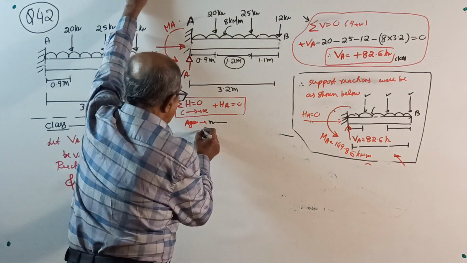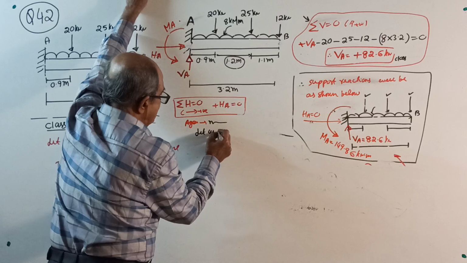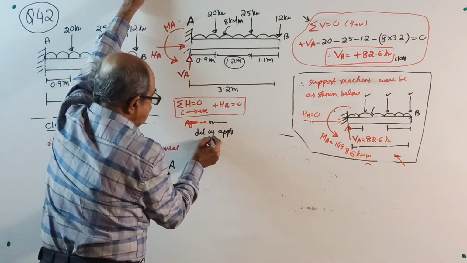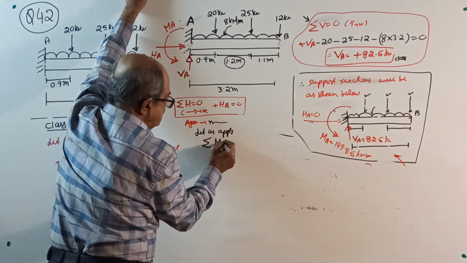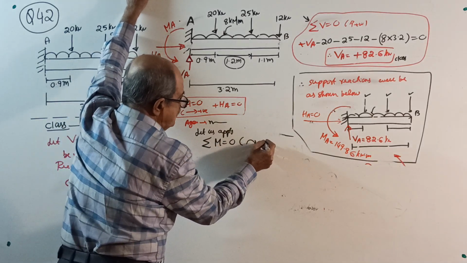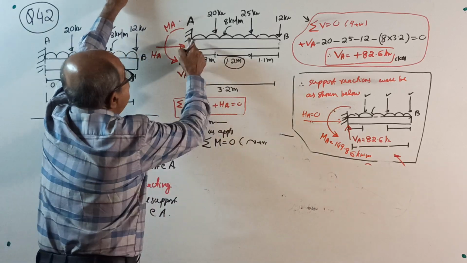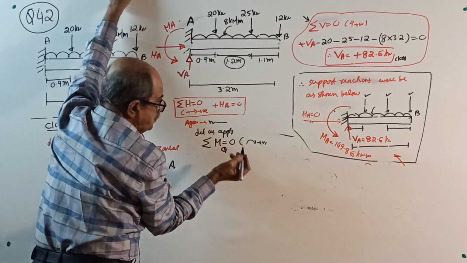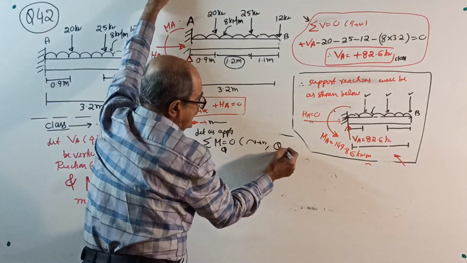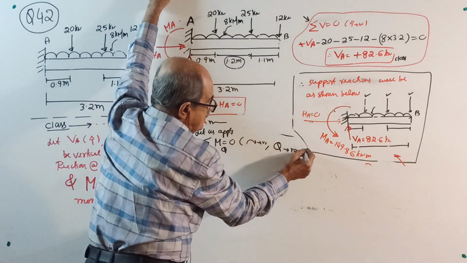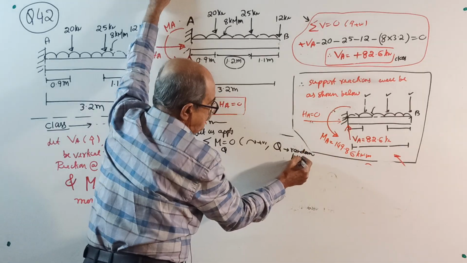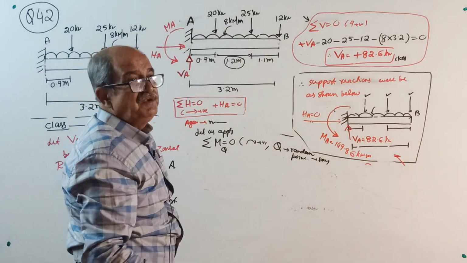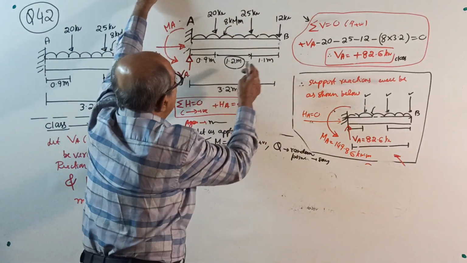Do one thing, let us apply. First, when you start solving, sigma M0, clockwise positive, about a new point. See this A and B. Some random point, say about Q equal to 0. Q is any random point. Which point? Anywhere, you decide where you want. I will ask in the class which point you want.